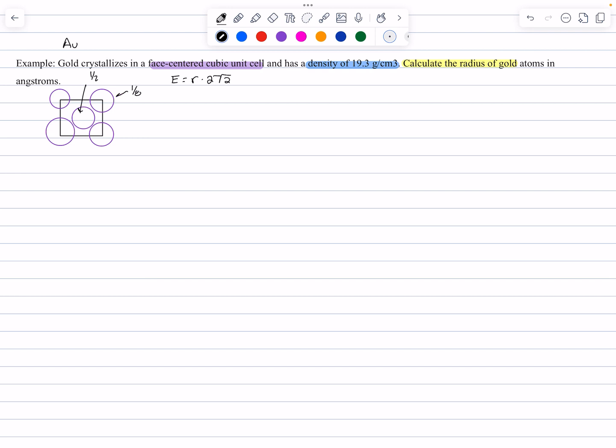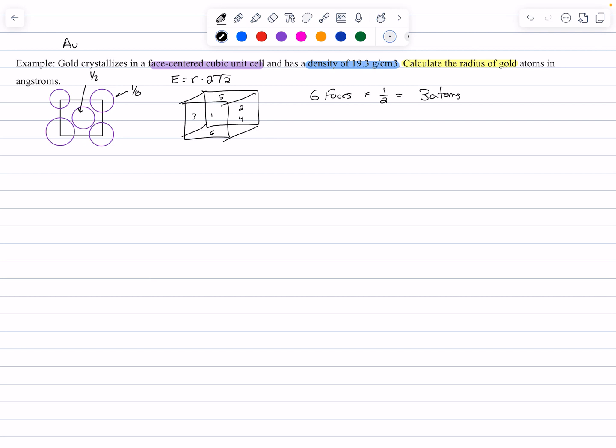So now, how many faces are there? Well, there's the front, the back, the left, the right, and top and bottom. There should be 6 faces in a cube. So if we drew a cube, there's 1, 2, front and back, 3, 4, 5, 6 faces. So 6 faces times 1/2 an atom in each face would be 3 atoms.